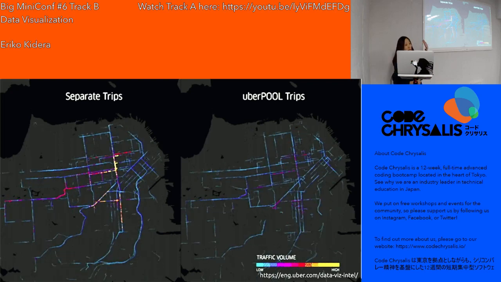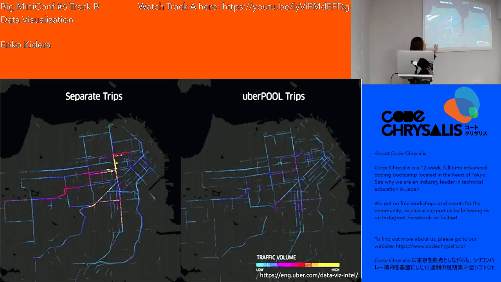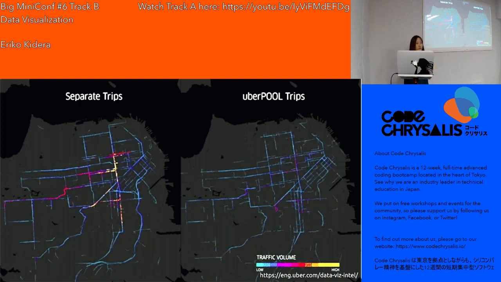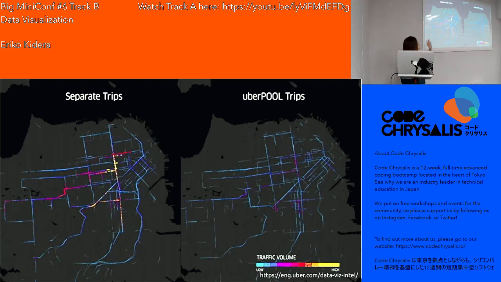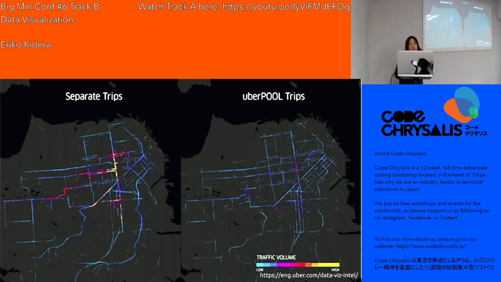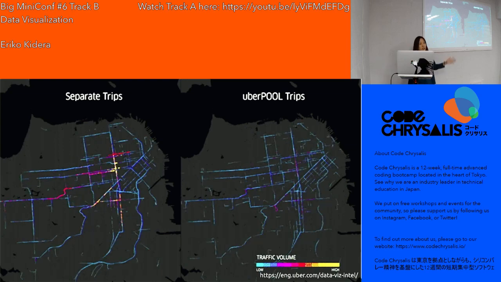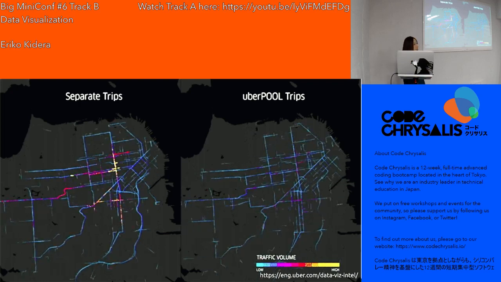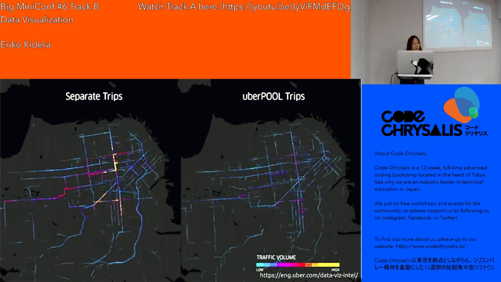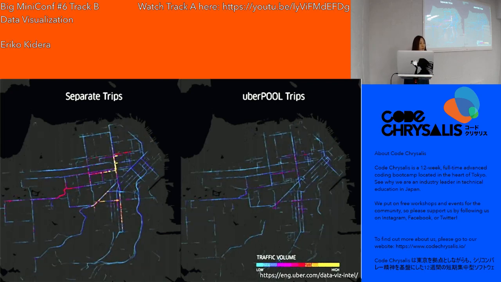The image on the left is before Uber Pool. The bright colors indicate that it is crowded. The image on the right is after Uber Pool. As you can see, there are not as many bright colors. Traffic congestion decreases over time. So it is easy to understand that Uber Pool is working. By visualizing data in this way, large amounts of data can be expressed in an easy to understand way.